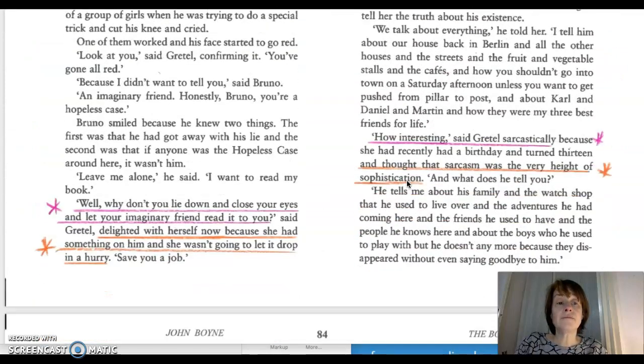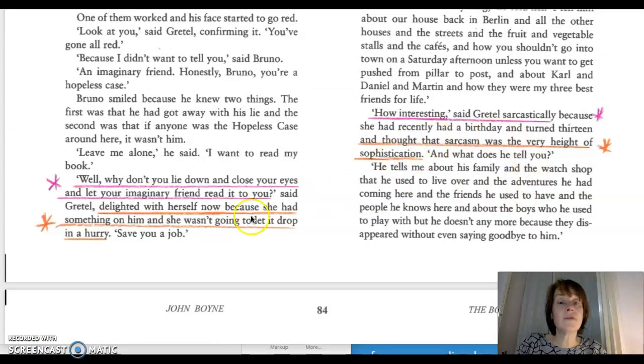And then I go down and there's a little bit of orange. We haven't done orange yet. Orange is thoughts. And it says Gretel is delighted with herself now because she had something on him that she wasn't going to let drop in a hurry. Oh, she really likes torturing her brother.